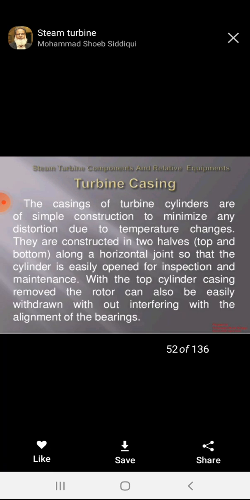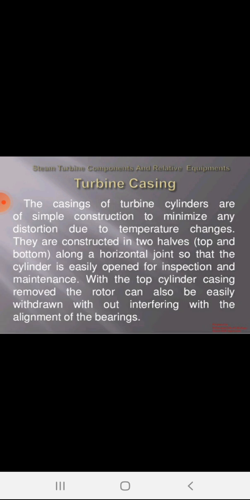Casings. In the casing of the turbine, the cylinder is of simple construction to minimize distortion due to temperature change. There are two constructions. The method has the cylinder split along the horizontal joint so the cylinder is easily opened for inspection and maintenance. With the top of the cylinder casing removed, the rotor can also be easily withdrawn without interfering with the alignment of the bearings.